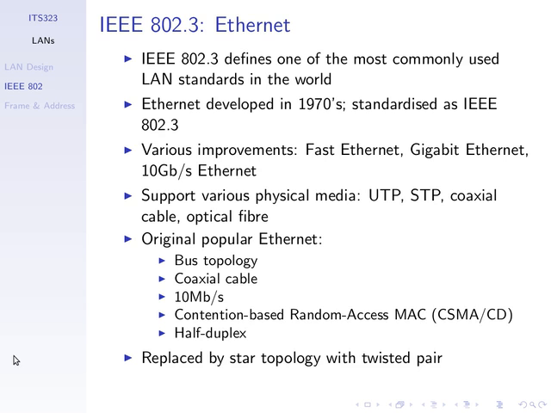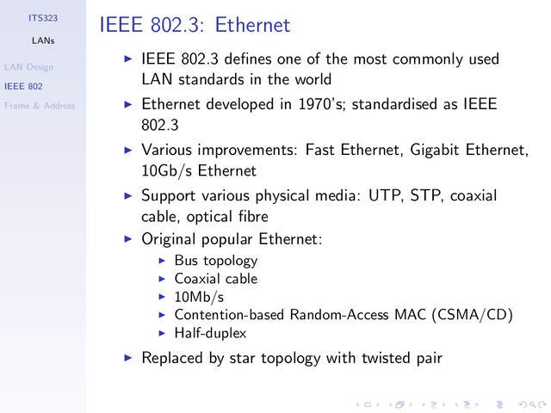Let's focus on 802.3, Ethernet. This is the most widely used standard for any local area network, and it's used for wired LANs. It was developed many years ago, 40 odd years ago, and has been standardized and improved over time. It started with an original, I think, 1 megabit per second data rate. And over the years, it's got faster and better.